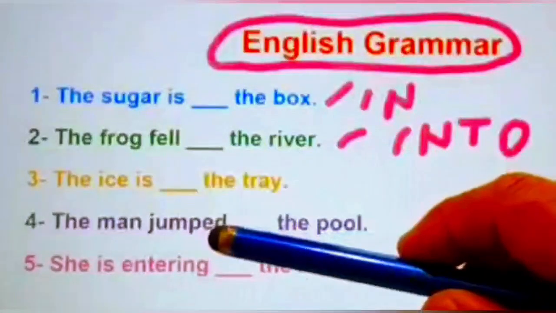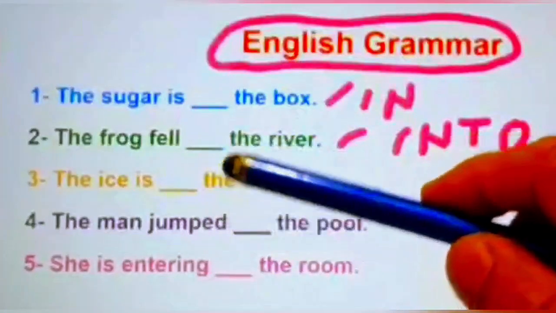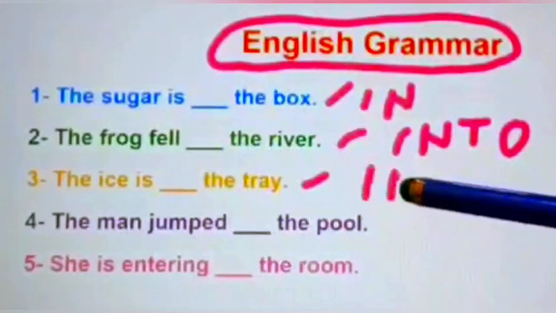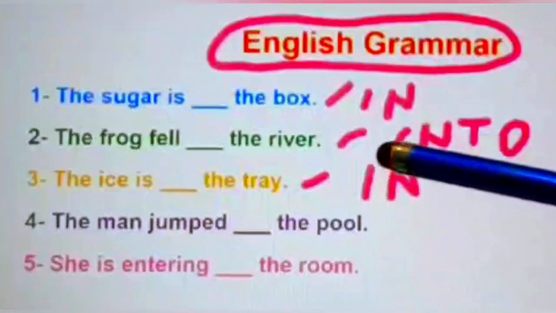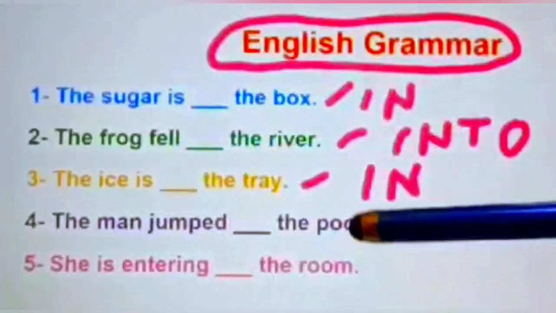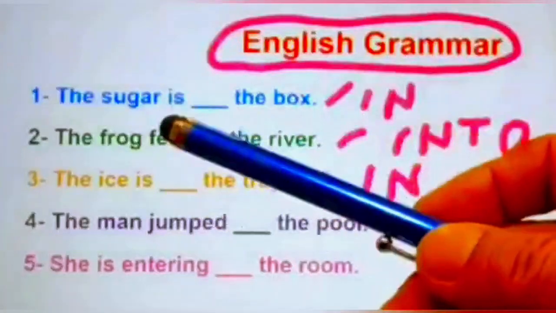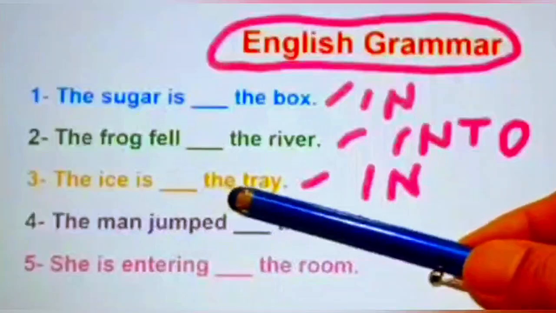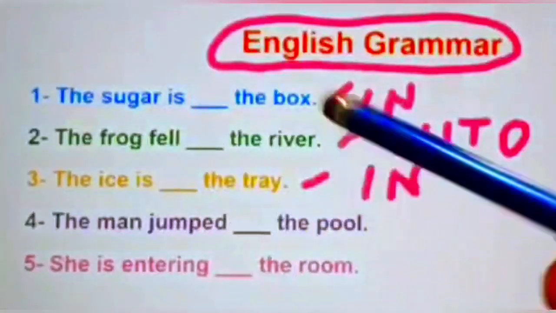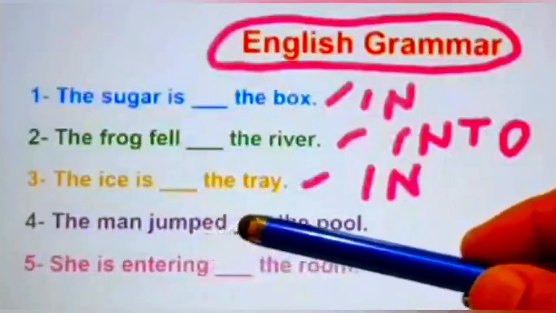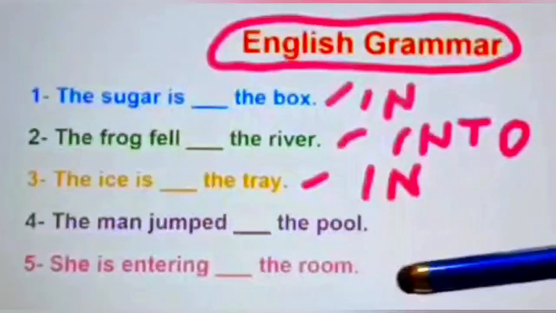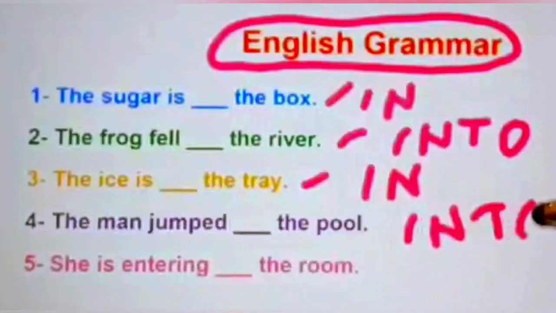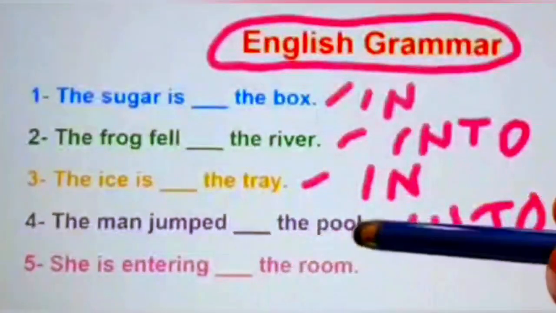And the next one here: the ice is in the tray. So in again here is a static position describing the ice. We use in here because the ice does not have movement, and the ice is in the tray in a static position. And the next one: the man jumped into the pool. Here into because the man has movement and he jumped into the pool.